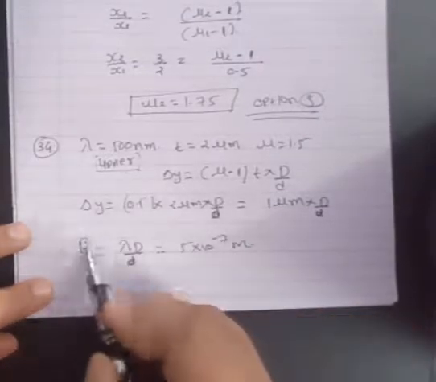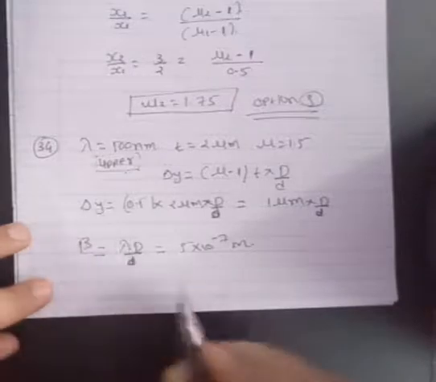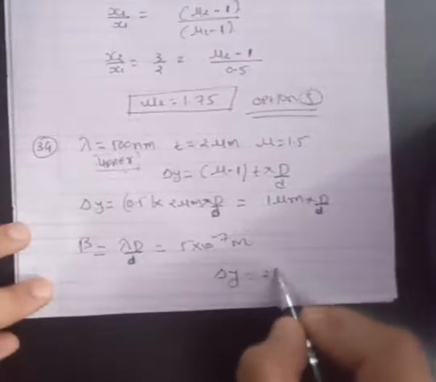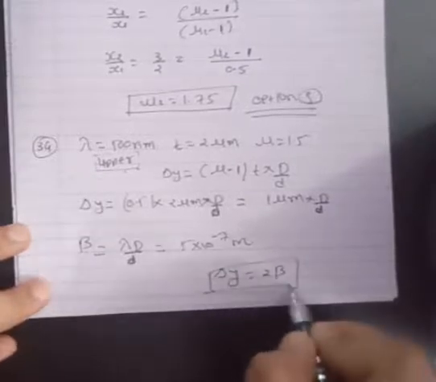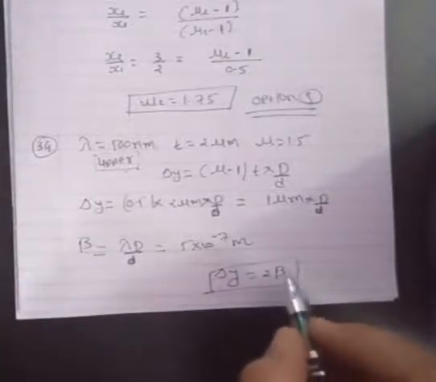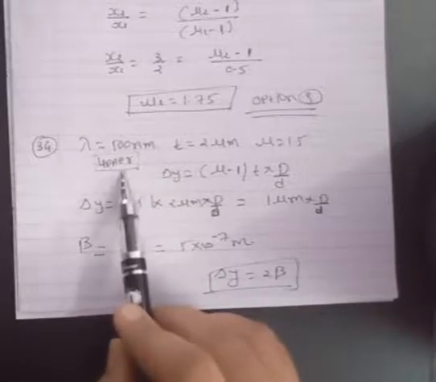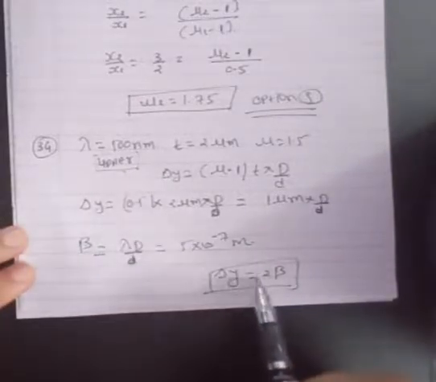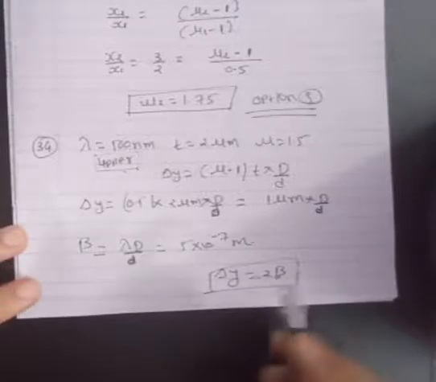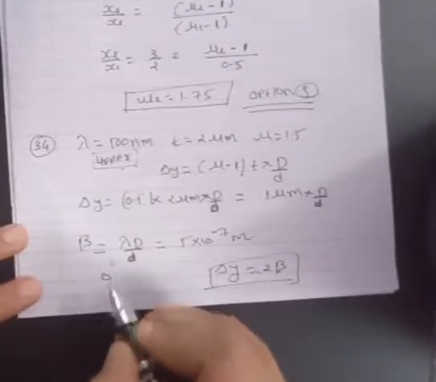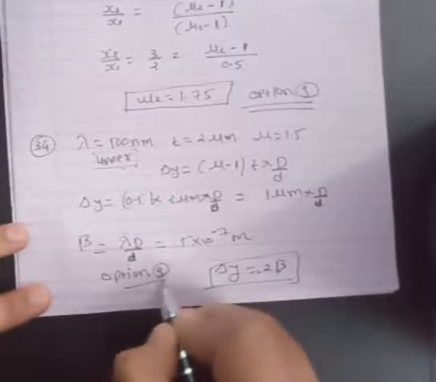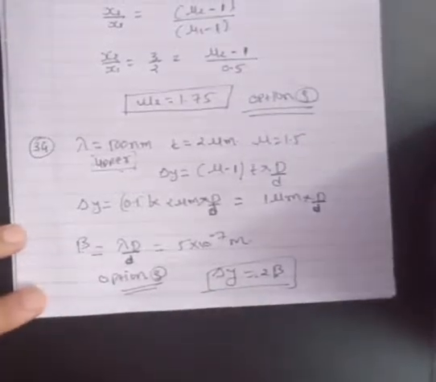Take the ratio of beta and delta y. We will get delta y is equal to 2 beta. So the fringes will shift in the upward direction, and by 2 fringes. So option 3 is the correct option.